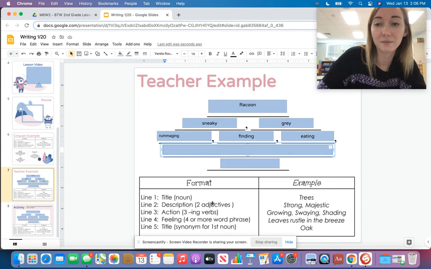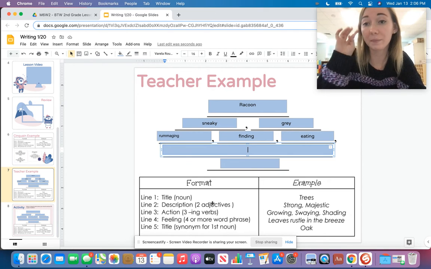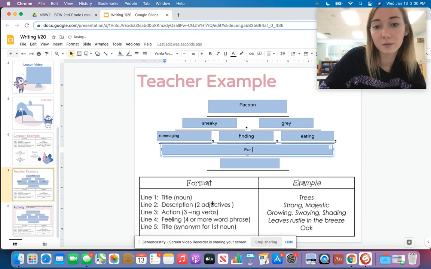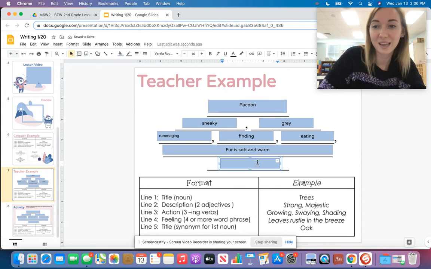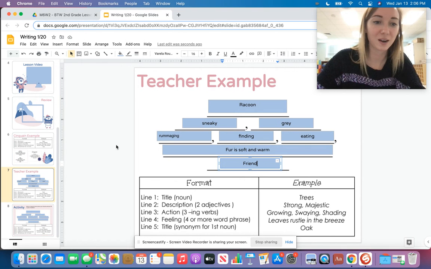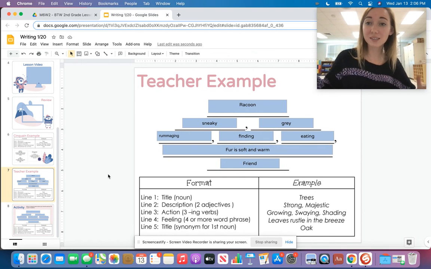And then feeling. I might talk about how I imagine a raccoon would feel. It needs to be about 4 words, remember. So, fur is soft and warm. And then another word for raccoon is, I'm going to call him a friend, which some people might not agree with, but I think raccoons are really cute. So I'm going to put friend to describe this raccoon. Okay, so I just wrote a cinquain.